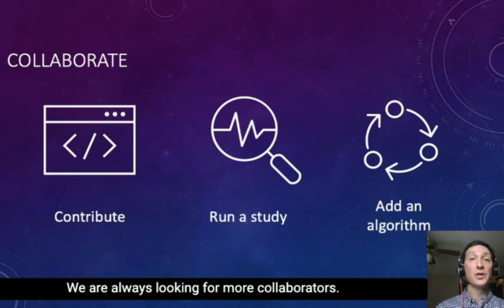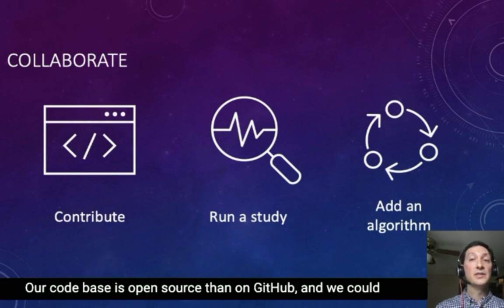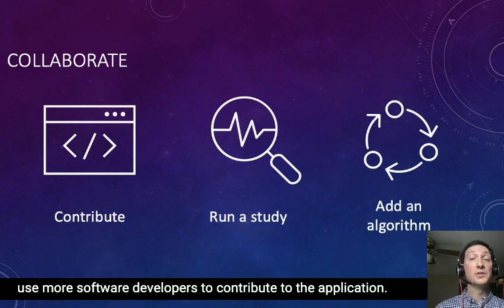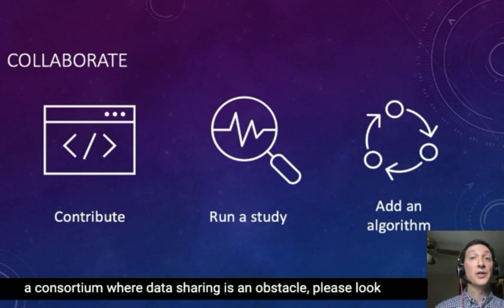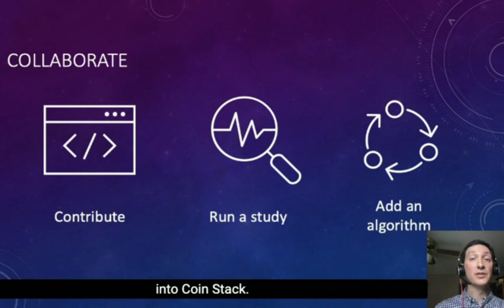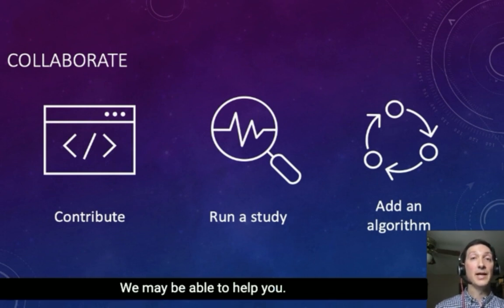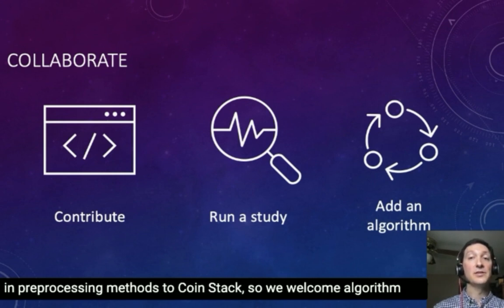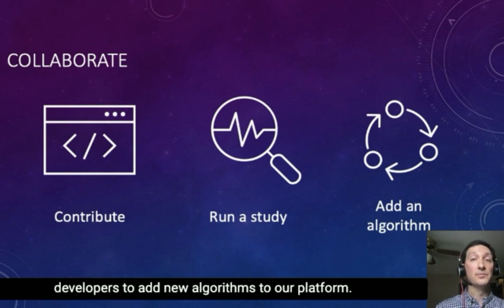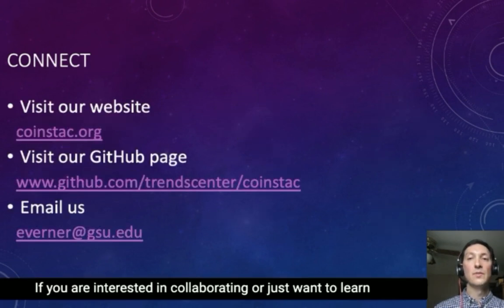We are always looking for more collaborators. Our codebase is open source and on GitHub, and we could use more software developers to contribute to the application. Likewise, if you are a neuroimaging researcher who works in a consortium where data sharing is an obstacle, please look into COINSTAC. We may be able to help you. Finally, we are constantly adding new federated algorithms and pre-processing methods to COINSTAC, so we welcome algorithm developers to add new algorithms to our platform.